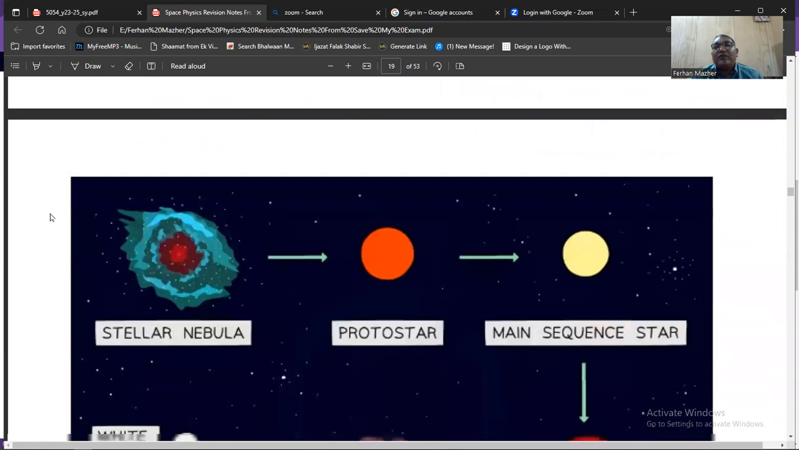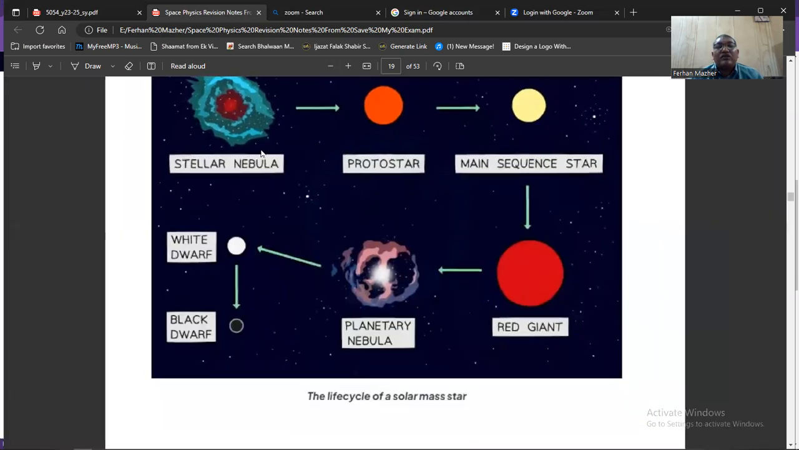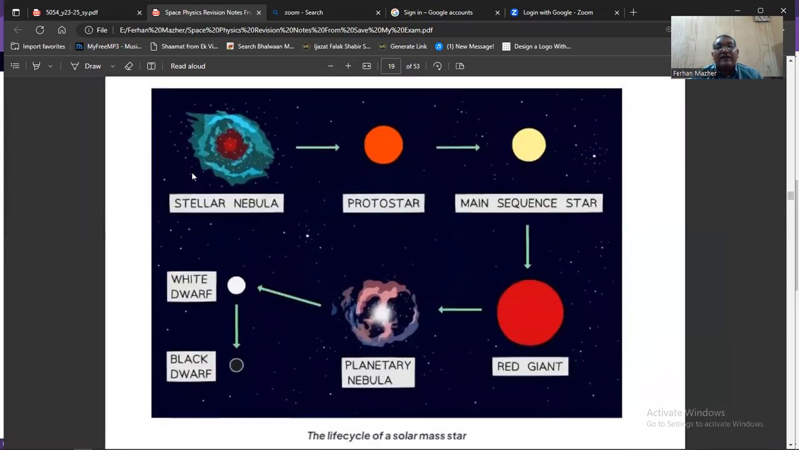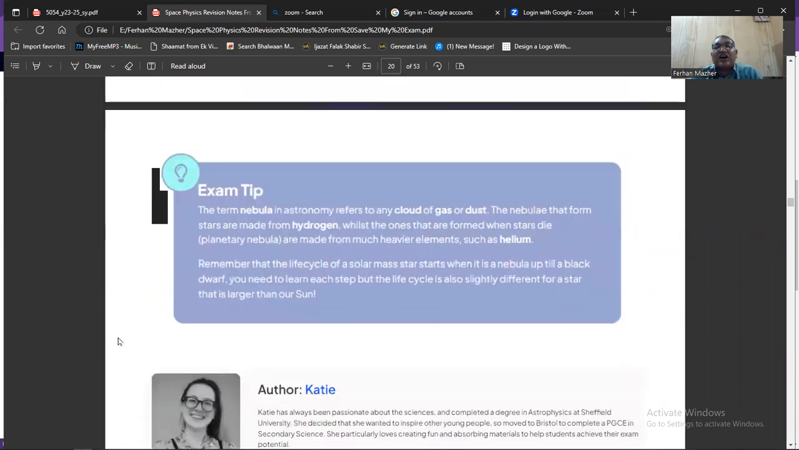So, a very important sequence. So this is the life cycle of the solar mass star. A stellar nebula converts into the protostar, converts into the main sequence star, the main sequence star converts into the red giant, converts into the planetary nebula, will convert into the white dwarf, and the white dwarf will convert into the black dwarf. So this is the life cycle of a solar mass star.